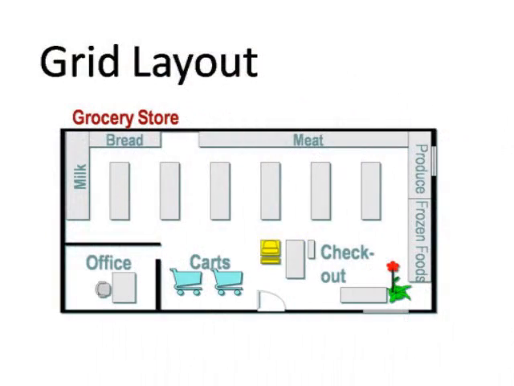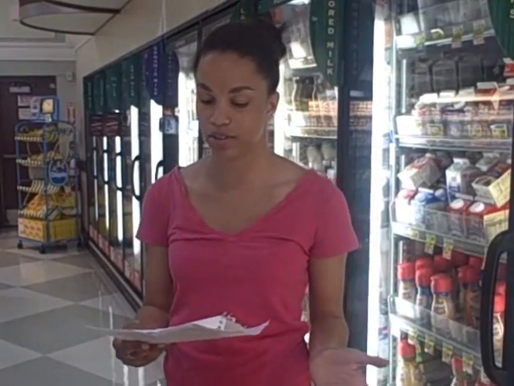The other type of layout is grid layout. In a grid layout, it needs to be super organized and structured. Power items such as bananas, milk, and bread should be placed in the back of the store so customers have to go throughout the whole store to get to them. That way customers will be more inclined to buy other products throughout the store.